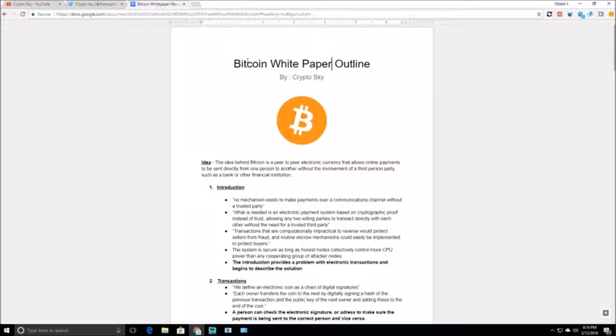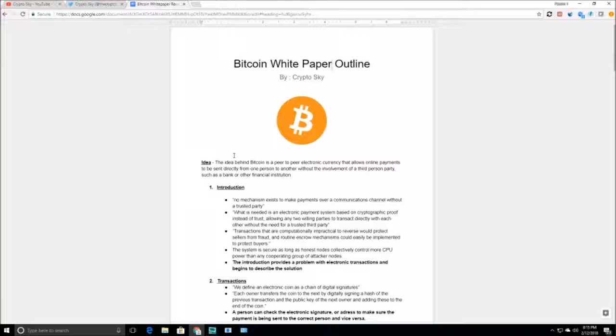So here it is, the Bitcoin white paper outline by Crypto Scott, obviously. So the idea behind Bitcoin is a peer-to-peer electronic currency that allows online payments to be sent directly from one person to another without the involvement of a third party, such as a bank or other financial institution. So Satoshi Nakamoto, who is the creator of Bitcoin, this was his idea behind Bitcoin and what he wanted to accomplish with it.